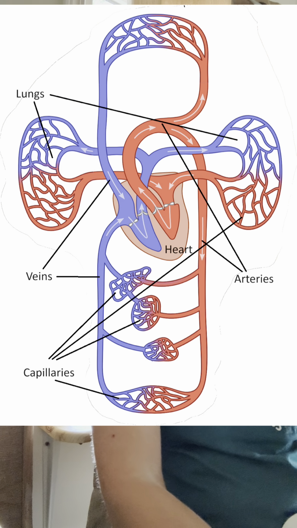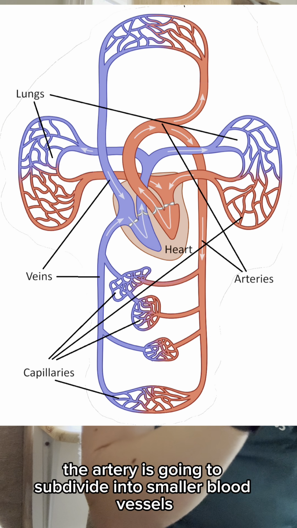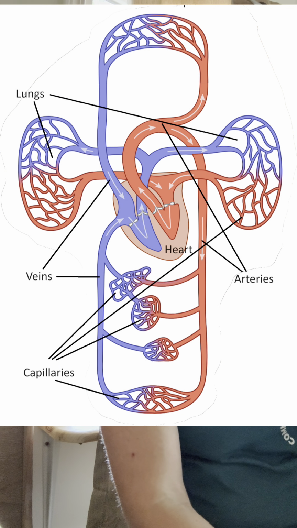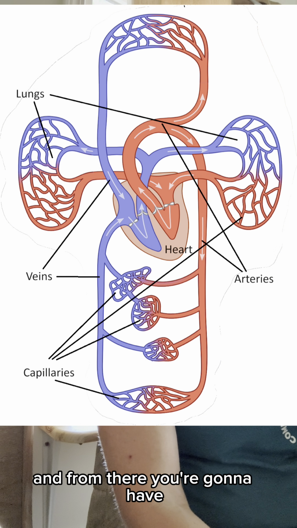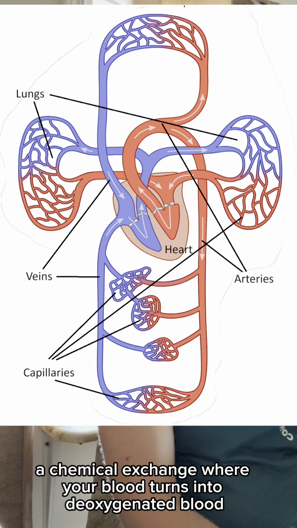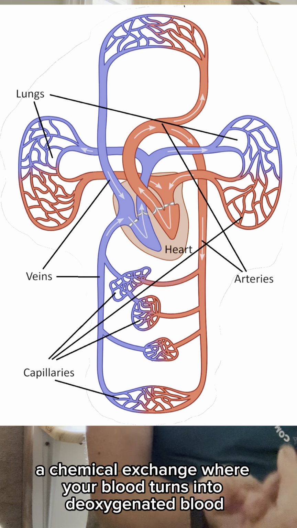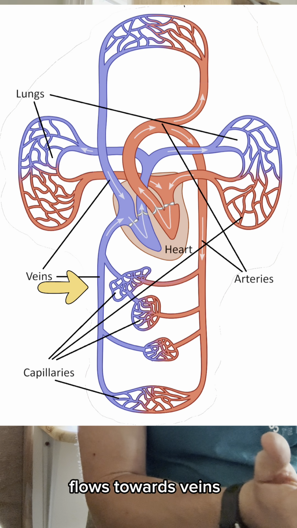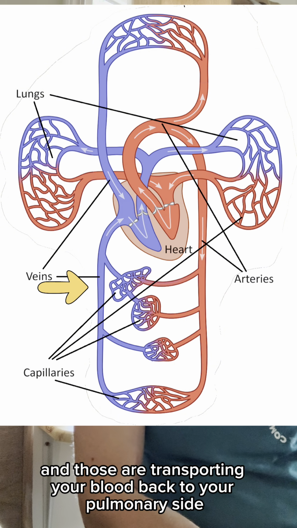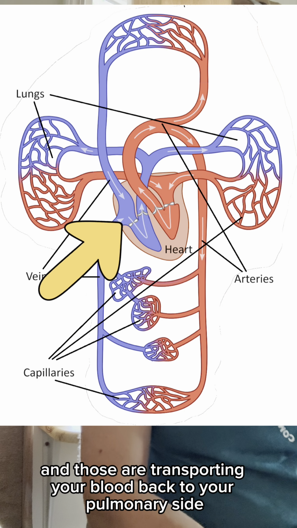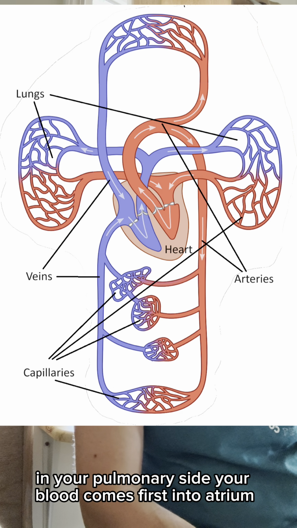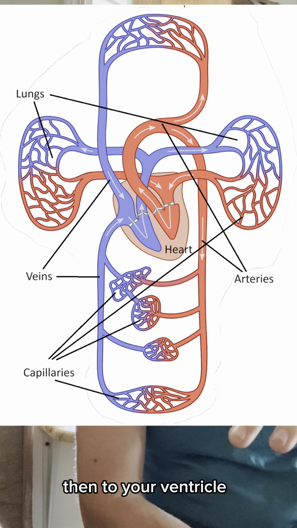In your tissue, the artery is going to subdivide into smaller blood vessels like capillaries. And from there, you're eventually going to have a chemical exchange where your blood turns into deoxygenated blood, and the capillary flows towards veins, and those are transporting the blood back to your pulmonary side. In your pulmonary side, your blood comes first into the atrium, then into your ventricle.